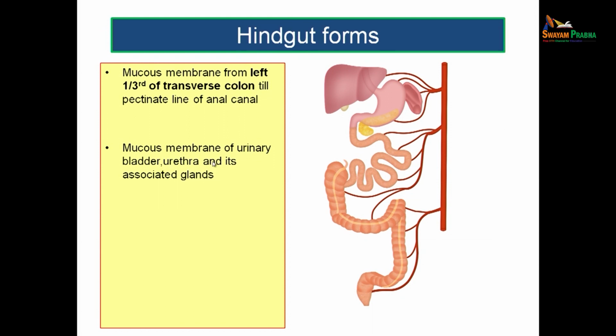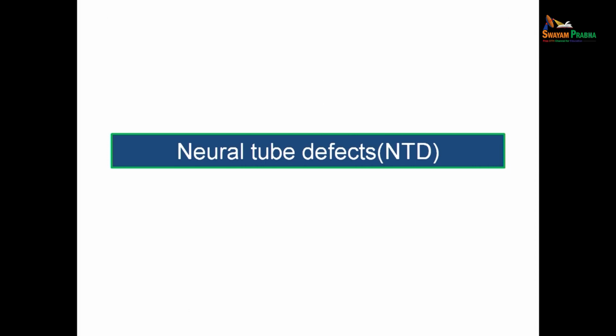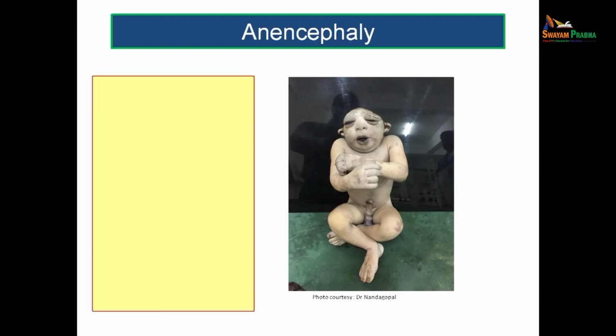Apart from this, other structures derived from the hindgut are the mucous membrane of the urinary bladder, urethra and its associated glands. So, all these structures are derived from the hindgut region. And the epithelial lining of the vagina, you can also add that to the derivatives of the hindgut.